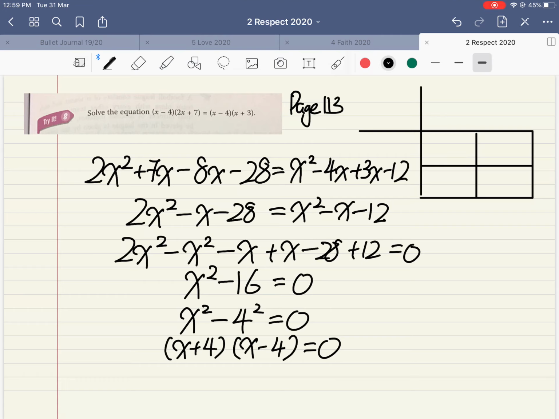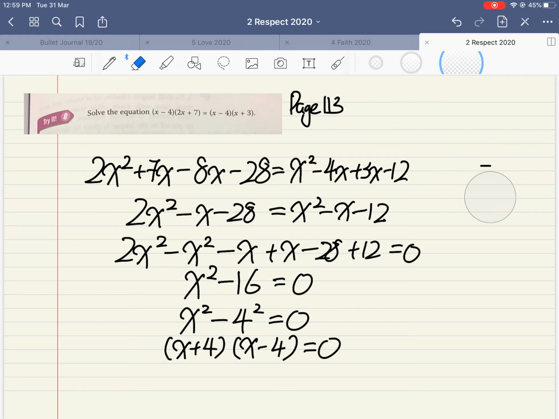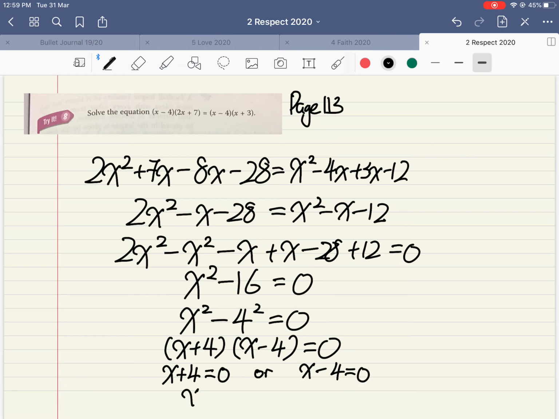So in this case, if you notice, I don't even need to use my frame on the right-hand side. Let me just erase the frame over here. Now, I will complete the question by solving. Since p times q equals 0, I can write x plus 4 equals 0, or x minus 4 equals 0. Solving, x equals negative 4 or x equals 4.